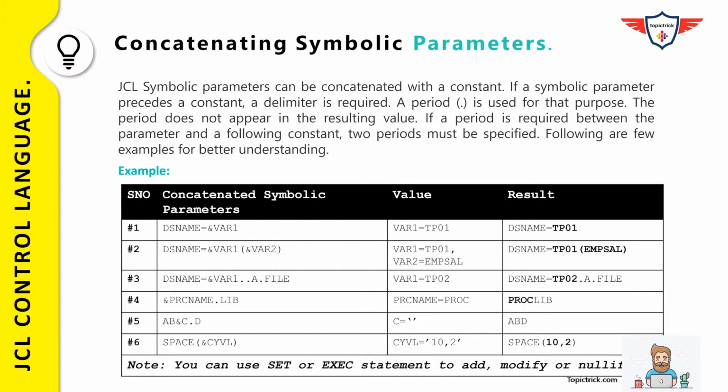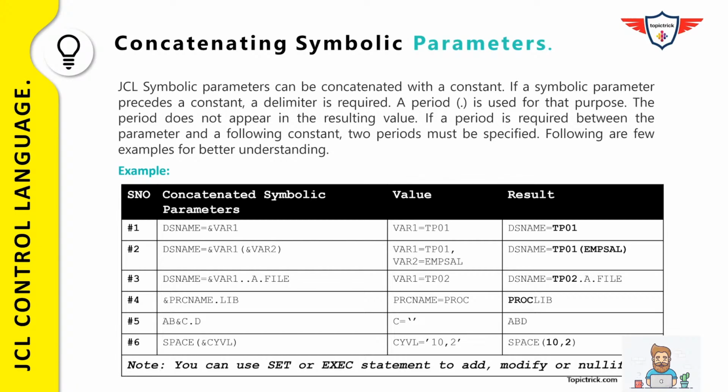In the second example, you have DSN name followed by two symbolic parameters, that is VAR1 and VAR2. VAR2 is specified in parentheses, and I've assigned values as TP01 and EMP_SAL. So the output is DSN name equals TP01 and in brackets it is EMP_SAL. So in case you want to specify a member name, this is how you can concatenate two different symbolic parameters along with special characters to specify the PDS and its member name.